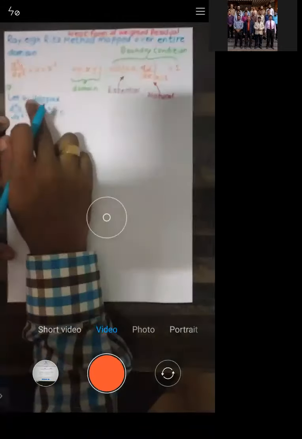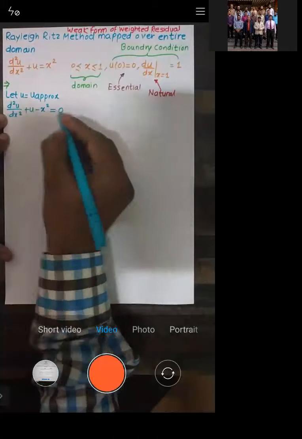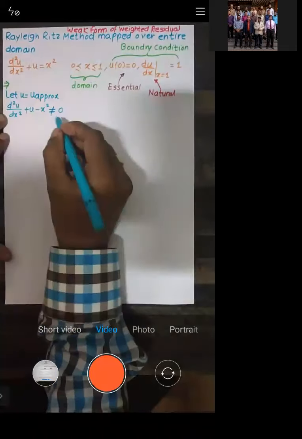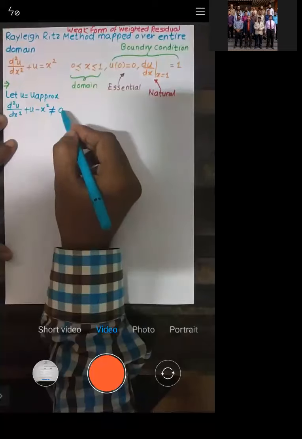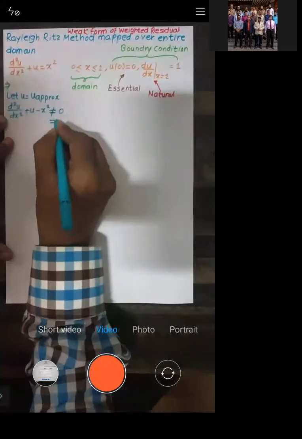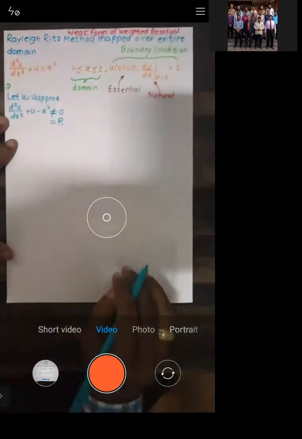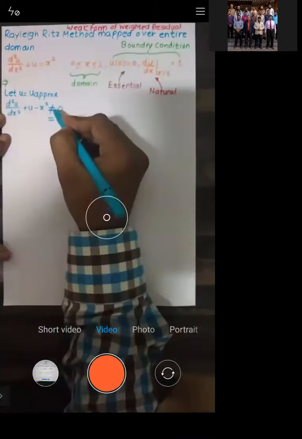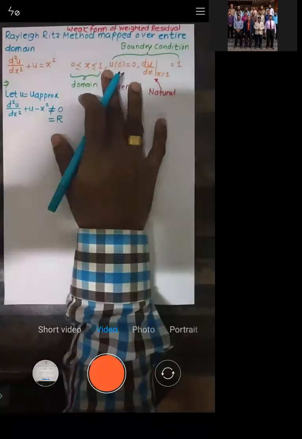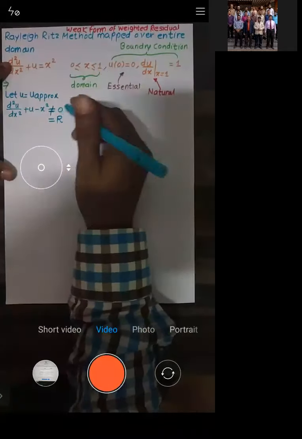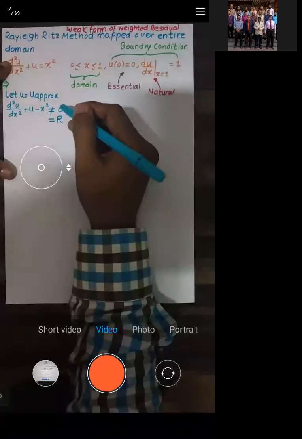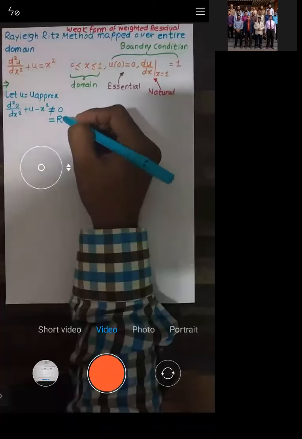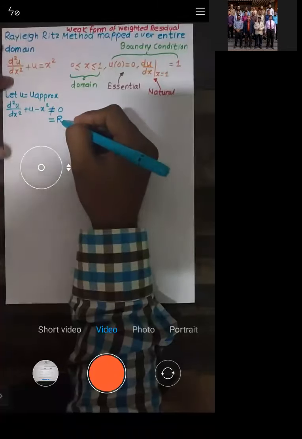But whatever solution you have written is approximate, so your right hand side is not equal to 0. As it is not equal to 0, there is some error, and that error we call residue. That particular term we will call the residue, and residue is nothing but error.